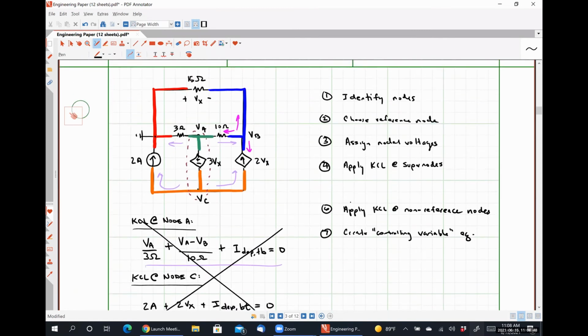So you guys have been quiet for far too long. So somebody tell me what my controlling variable equation should be.